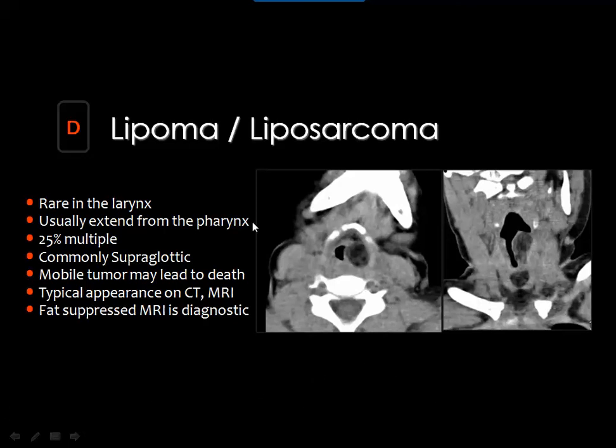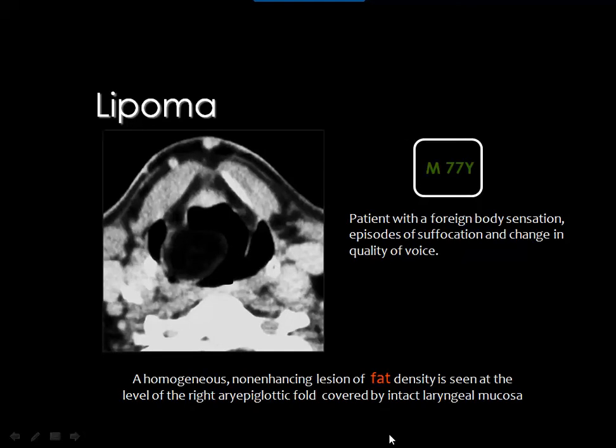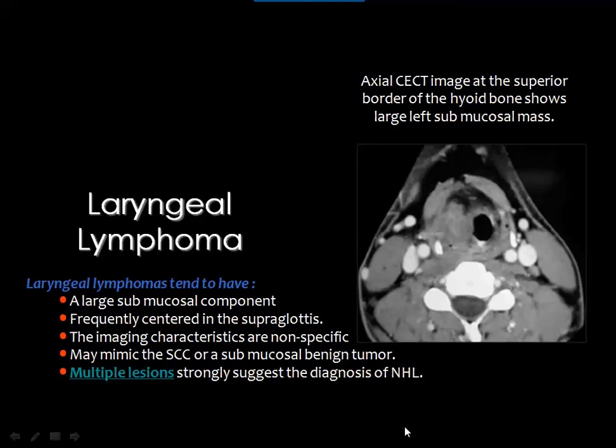Then lipoma is rare in the larynx and is commonly seen in the supraglottic area. It's just a mass which is filled with fat. And you see here a laryngeal lipoma on the left side. Lipoma, for the sure diagnosis, you should see a mass of pure fat density or pure fat MR signal intensity. But if you see soft tissues within the fat, you are in doubt about the possibility of liposarcoma.